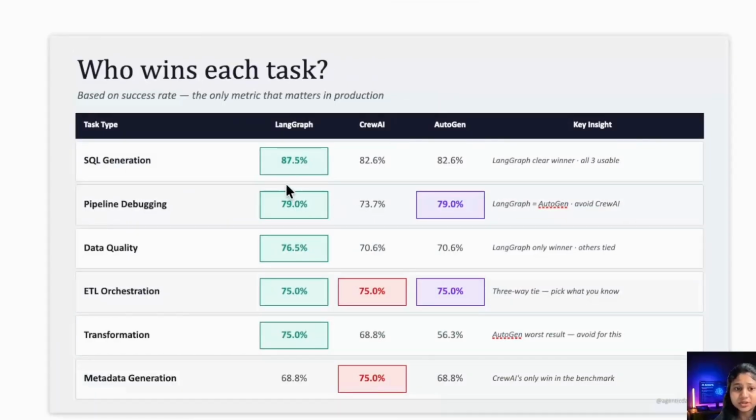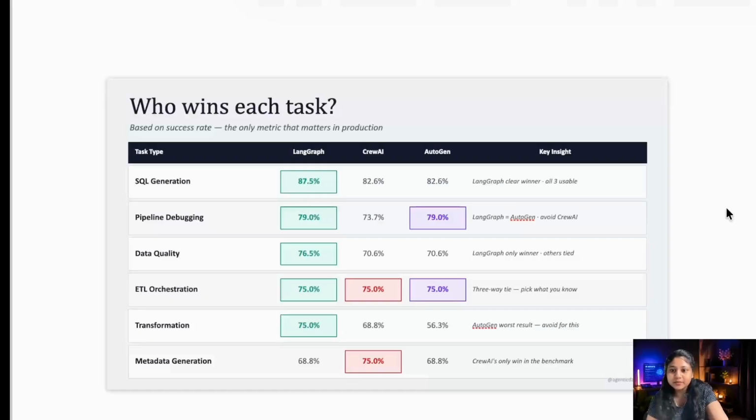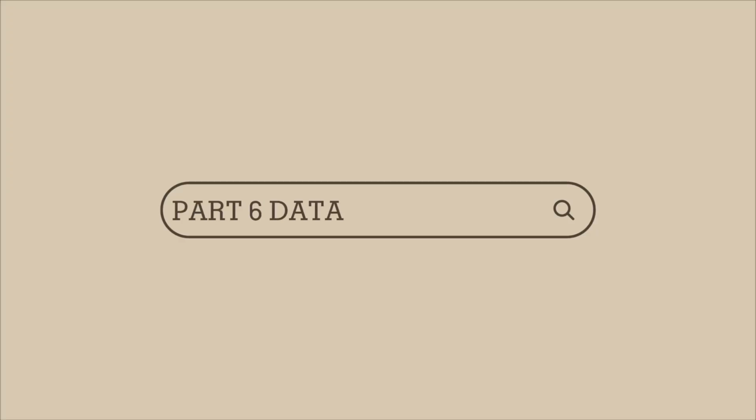So if we see here, for SQL generation it is 87.5% for LangGraph and 82.6% for both CrewAI and AutoGen. For SQL generation all three are great, but LangGraph is the clear winner. But for pipeline debugging, LangGraph and AutoGen both hit 79% and CrewAI drops to 73.7%. So if you are building a pipeline debugger, LangGraph or AutoGen either works, but skip CrewAI here.